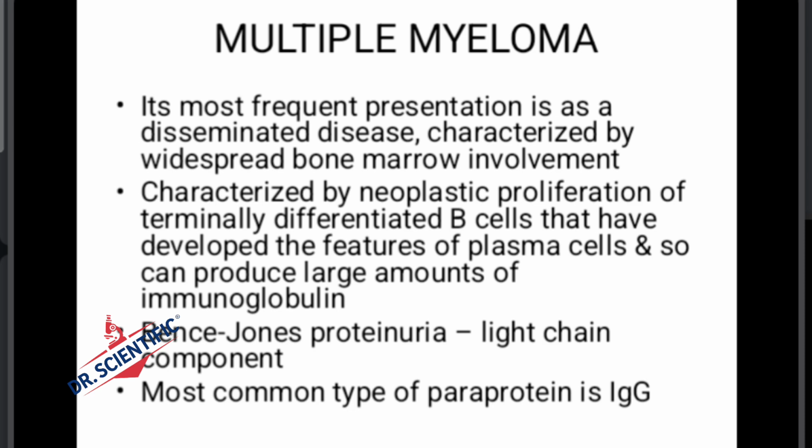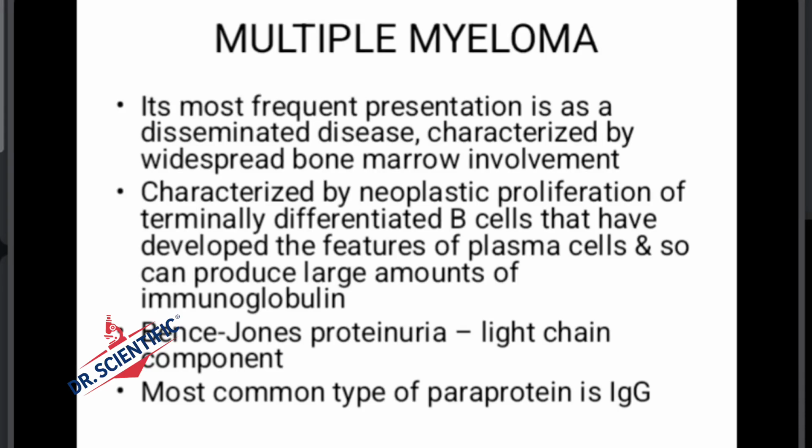And this one is characterized by neoplastic proliferation of terminally differentiated B cells. So those cells that are finally differentiated, and remember one of the functions of B cells or plasma cells that have fully developed is production of immunoglobulins or antibodies. They have developed the features of plasma cells and so can produce large amounts of immunoglobulin. So immunoglobulins are the antibodies.